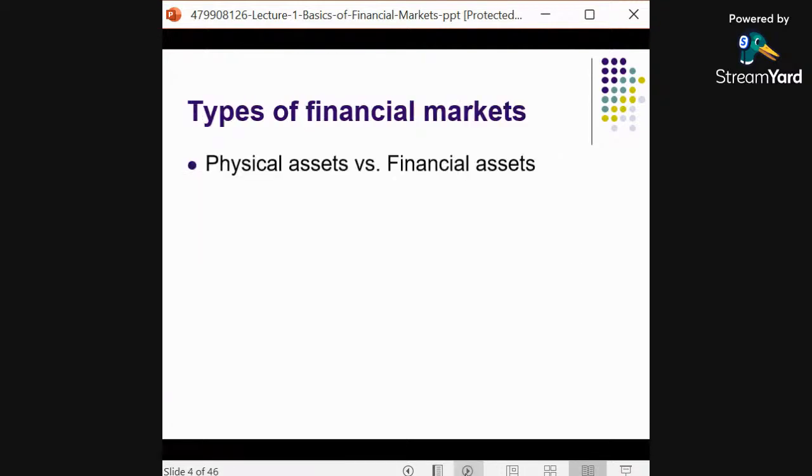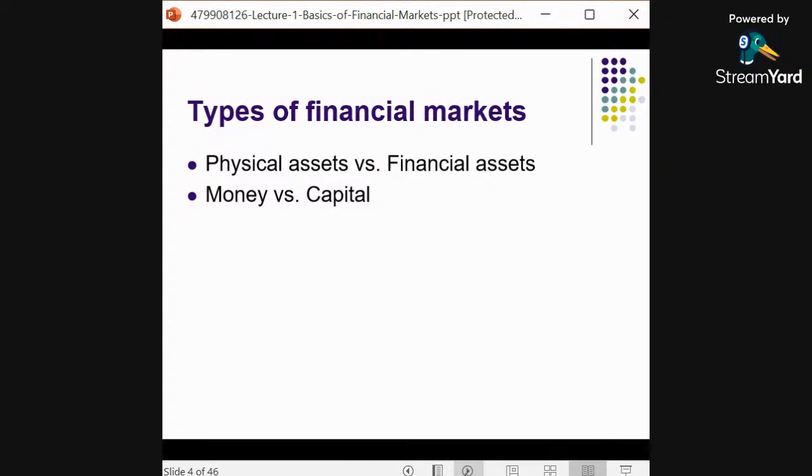So what are the different types of financial markets? So we have these physical assets versus financial assets. So physical assets meaning this is where the physical goods are being sold and exchanged between or among people. And when we say financial assets, these are shares, securities, stocks being exchanged in exchange of a part of the company or ownership of the company.